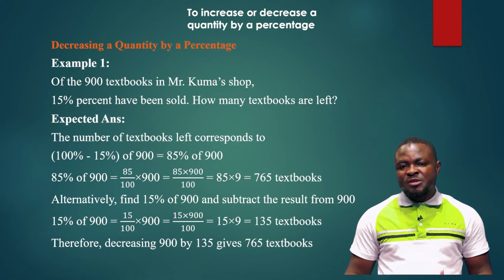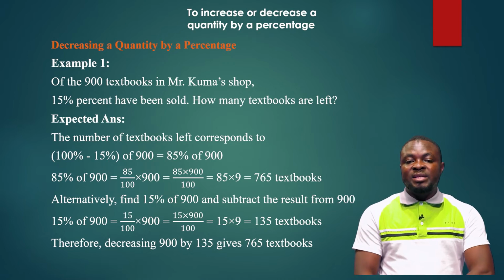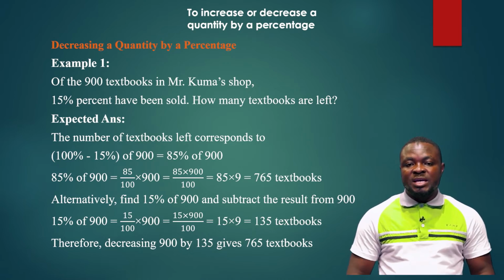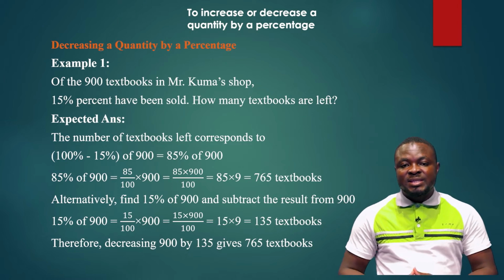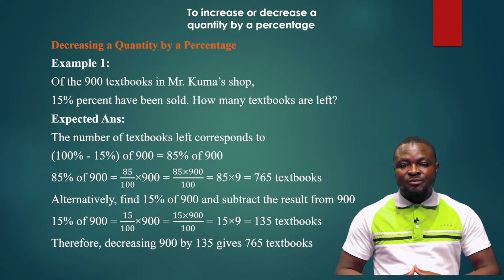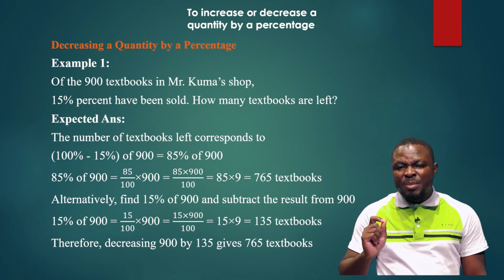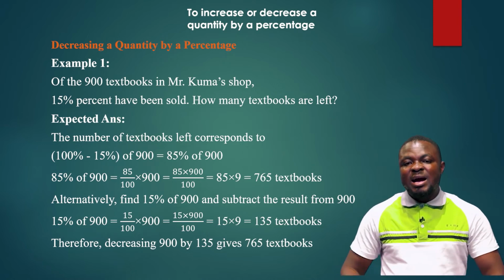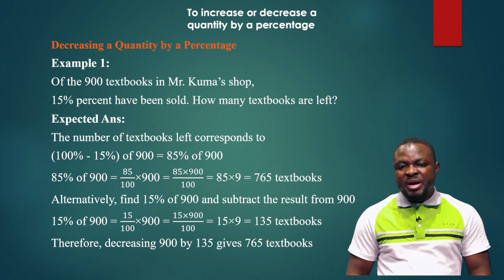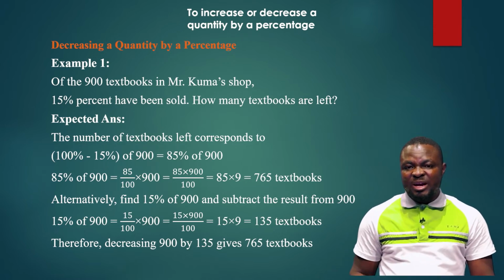Now, alternatively, you can take 15% of 900 and then subtract from 900. So 15% of 900 gives us 15 over 100 multiplied by 900, which is equal to 15 times 900 over 100. The same approach, the zeros will take care of themselves, leaving 15 times 9, which is equal to 135 textbooks. So the 15% of 900, which is 135 textbooks, tells us the number of textbooks that have been sold. So to get the remaining, the number that is left, you subtract 135 from 900.